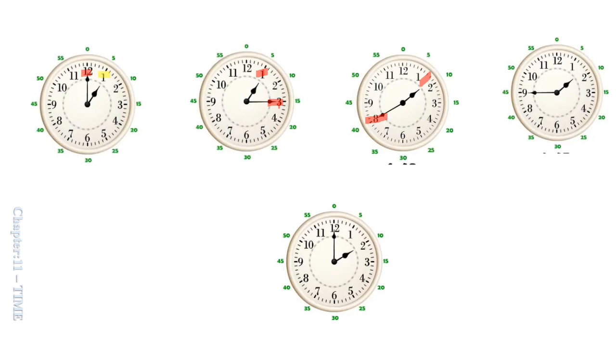And in the next clock, we see again that the short hand is in between 1 and 2. So this is still on 1. And the long hand is on the number 9 here. So this becomes 1:45. And the last clock, we can see that the short hand has moved on the number 2 and the long hand is on the number 12. So this becomes 2 o'clock.